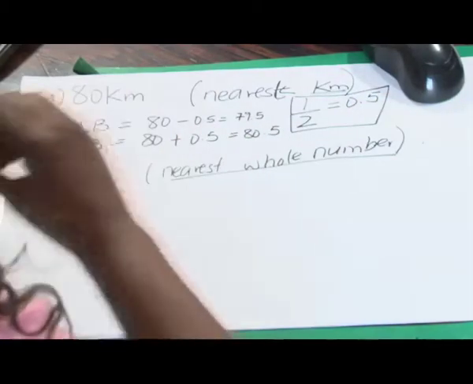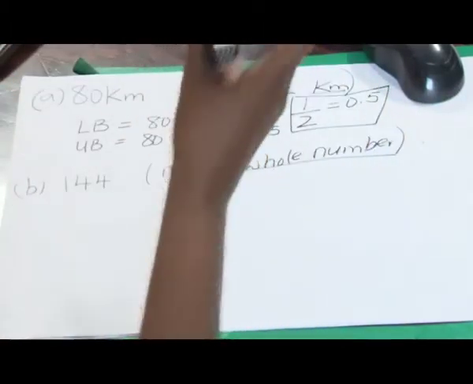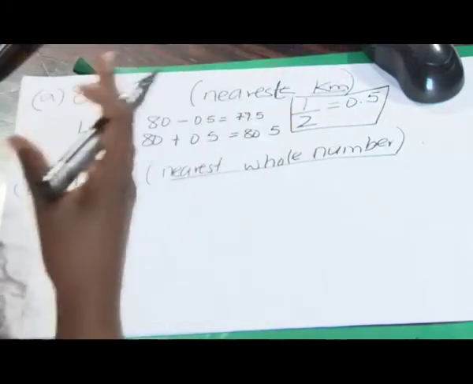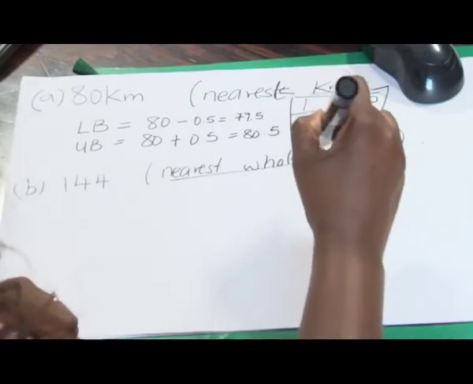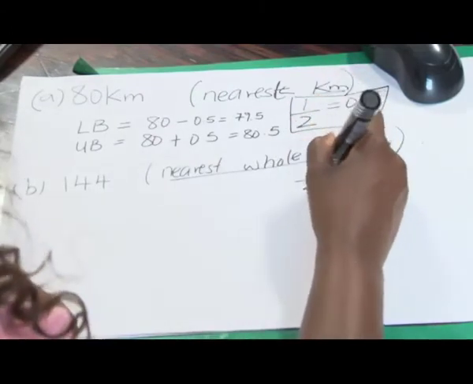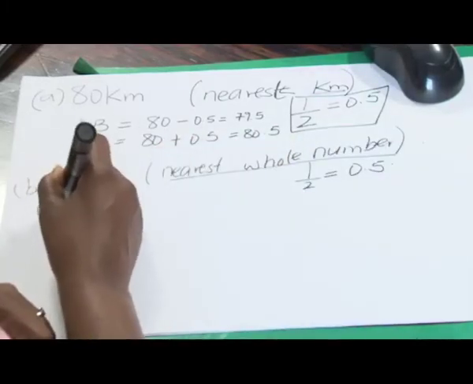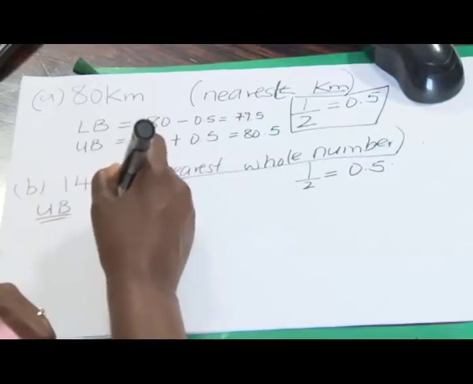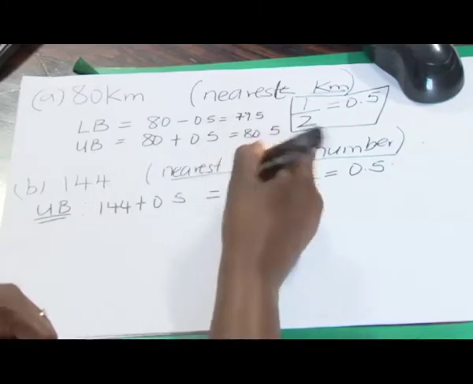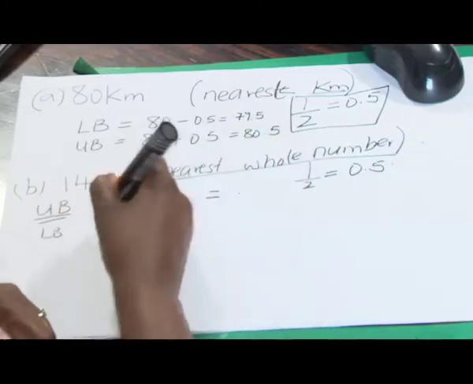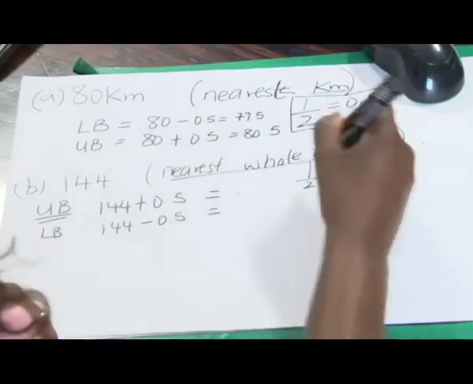Again, nearest whole number. I hope you know what a whole number is. A whole, a complete thing. A full revolution is 1. Here we are going to divide by 1. 1 divided by 2 will give us 0.5. To get the upper bound, that will be 144 plus 0.5. Then you get your answer. And then to get the lower bound, that will be 144 minus 0.5. Then you get your answer.